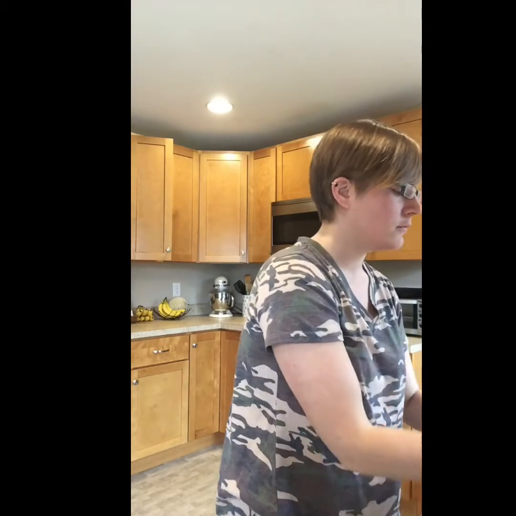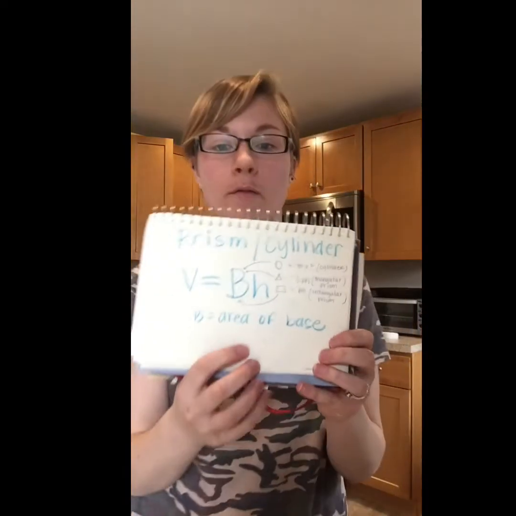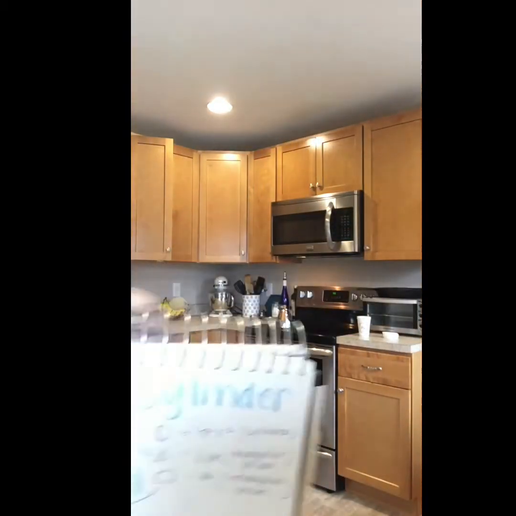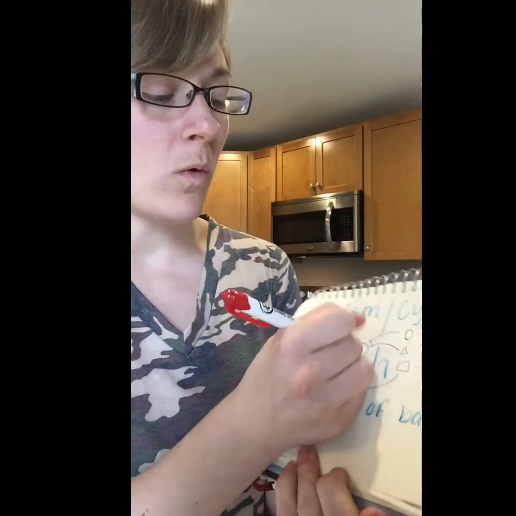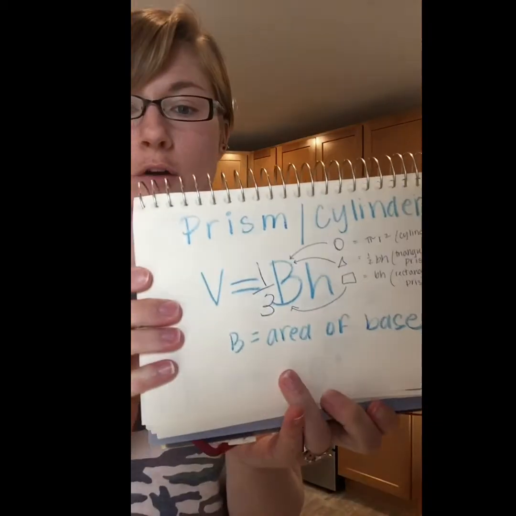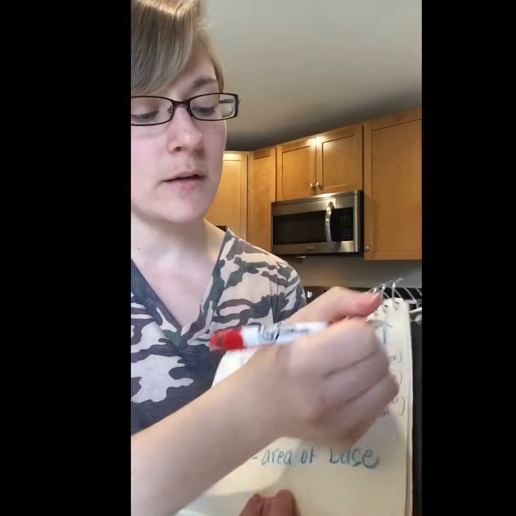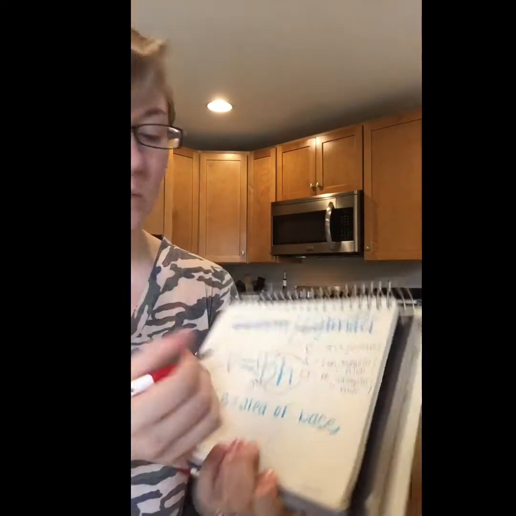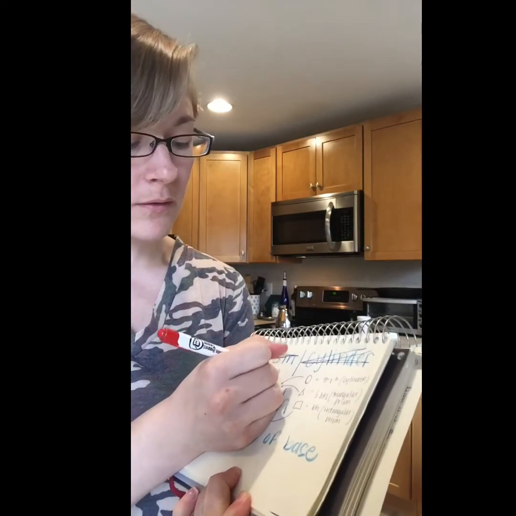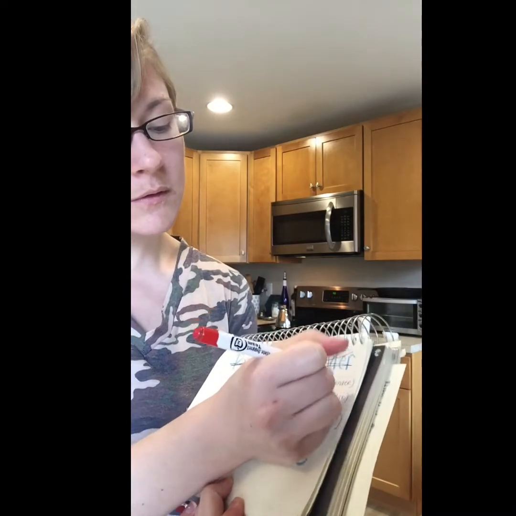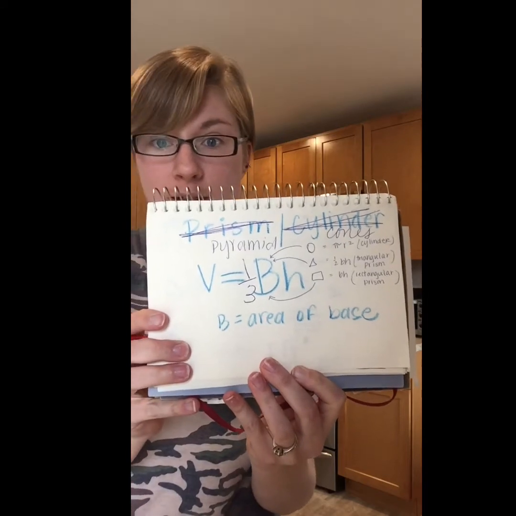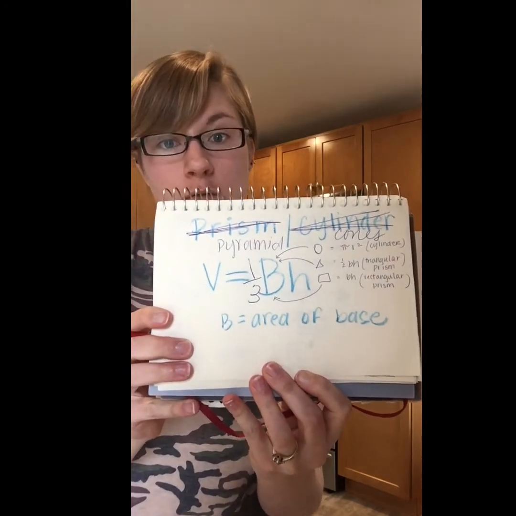So this was our formula for prisms and cylinders. All we're going to do is now throw a 1/3 in front of it, and now we're going to call it pyramids and cones, okay? But everything else stays the same. Okay? So stay tuned for some examples.